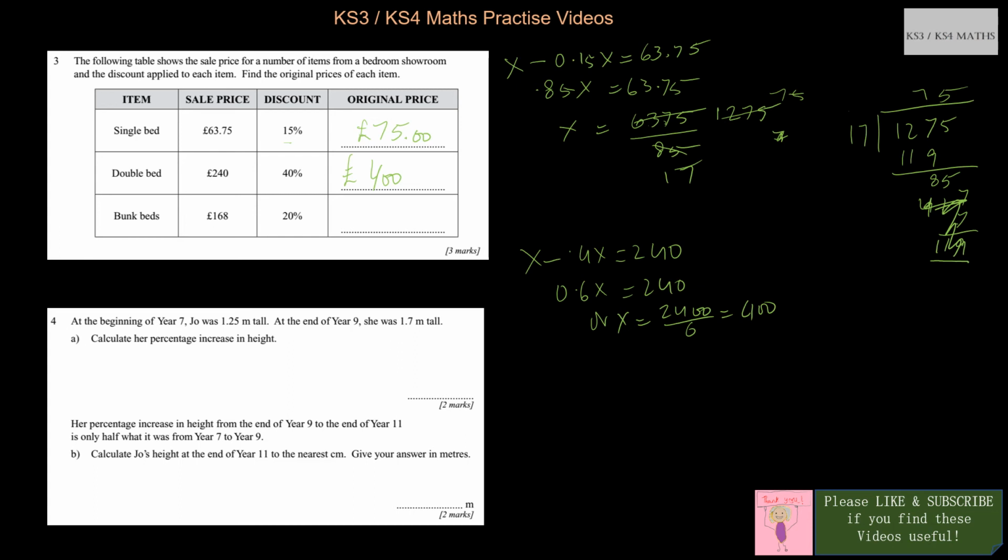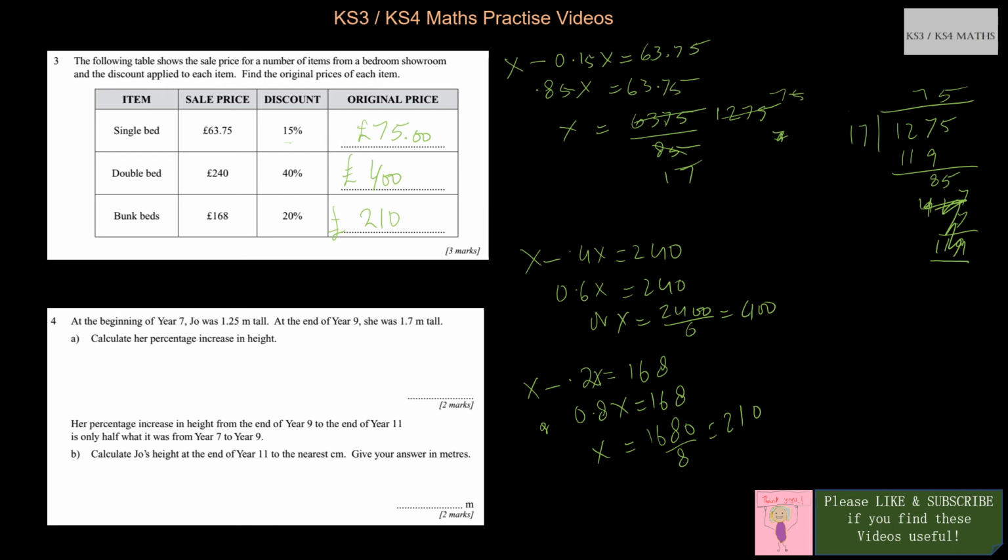The next one is we have 20%. So it would mean x minus 0.2x, sorry, equals 168. So that would mean 0.8x is 168, or x is 1680 divided by 8, so it's 210. Okay.